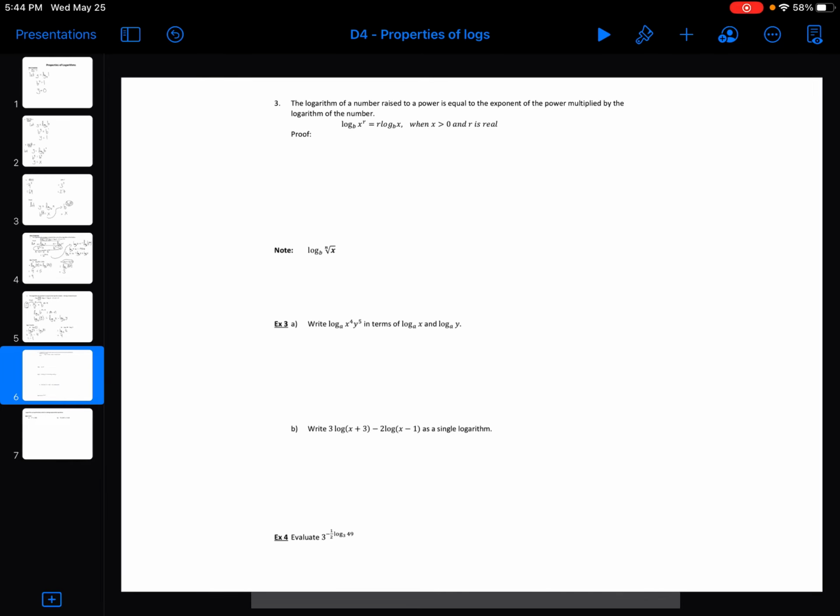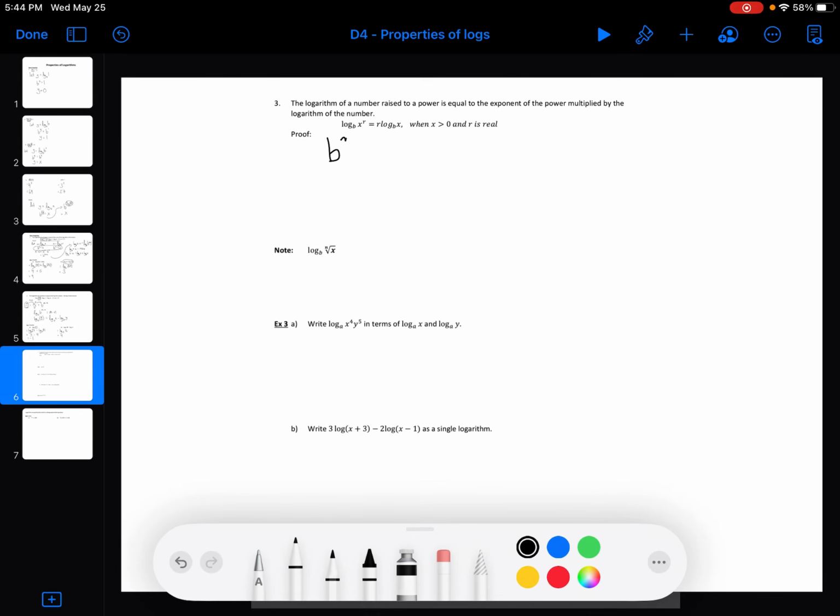If we remember b to the m equals x. Well, if we considered that as a log, that itself would be log base b, excuse me, and we'd have log base b of x equals m. All right, well, that's just kind of putting that in our pocket. If I take these values and I raise them to some exponent k.